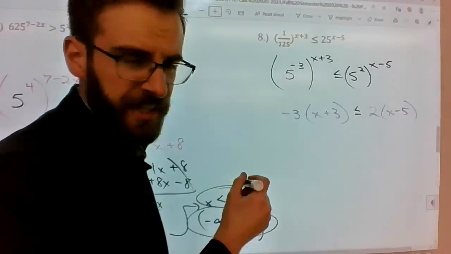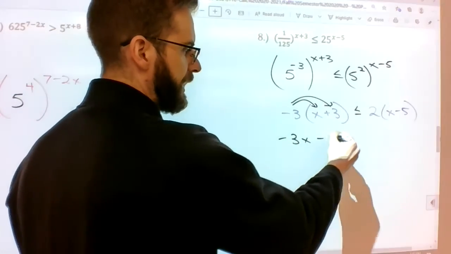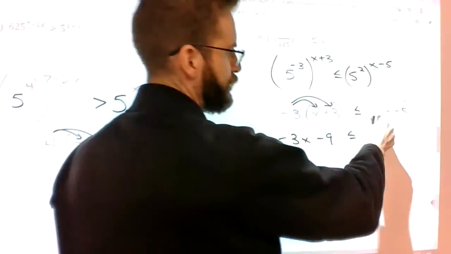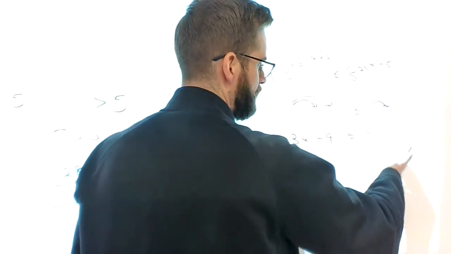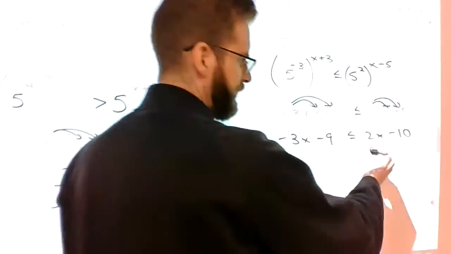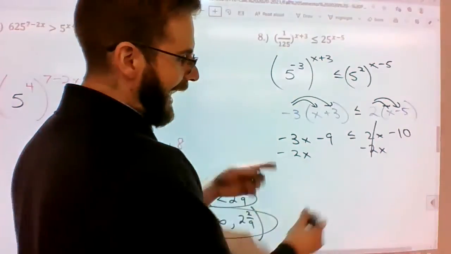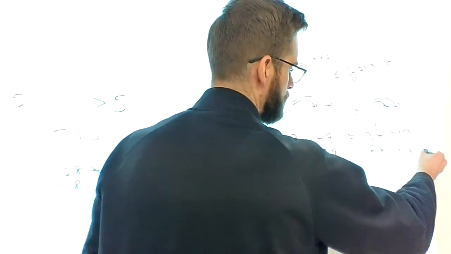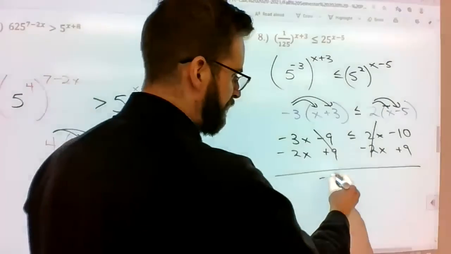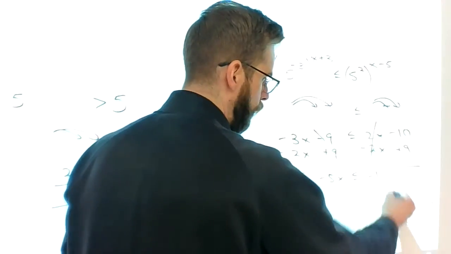All right, and we're 16 and a half minutes in. Got to get through this. Negative 3x minus 9 is still less than or equal to, we just manipulated the left, 2 times x, 2 times negative 5. I'm going to move everything to the left on this one, and then add 9 to both sides. So that gives me negative 5x on the left, still less than or equal to, this will be negative 1.